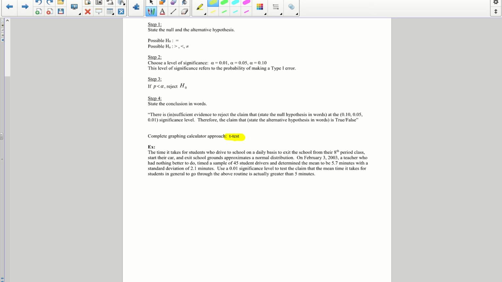Like 16 years ago, the time it takes for students who drive to school on a daily basis to exit the school from their 8th period class, this is when I taught in a high school that only had 8 periods, start their car and exit school grounds approximates the normal distribution. Just a little background that maybe you care about, maybe you don't. If you're doing a project, then you definitely want to start caring about stuff like this.